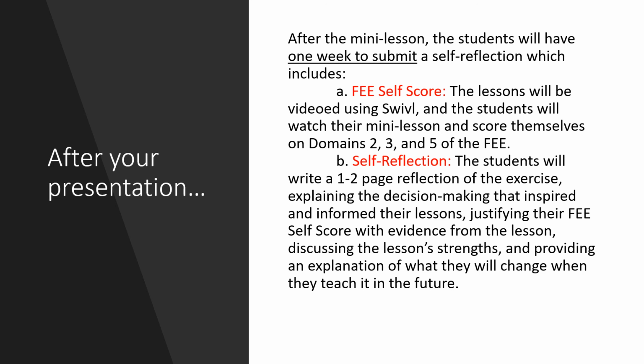The second part of the self-reflection is writing a 1 to 2 page reflection of the exercise, explaining the decision making that inspired and informed your decisions, justifying your FEE self-score with evidence from the lesson, discussing the lesson's strengths, and providing an explanation of what you plan to change when you teach in the future. So you can say this specific lesson, or you can simply say in general, perhaps about sequencing, pacing, the way that you planned, etc.